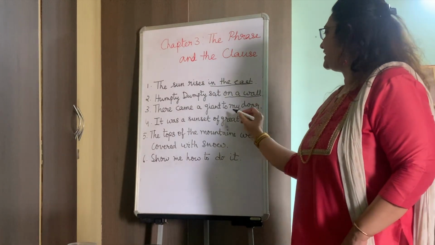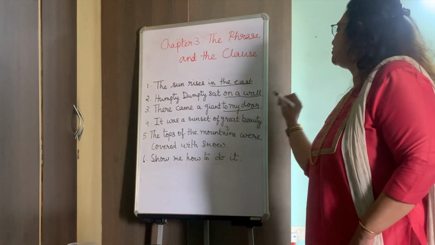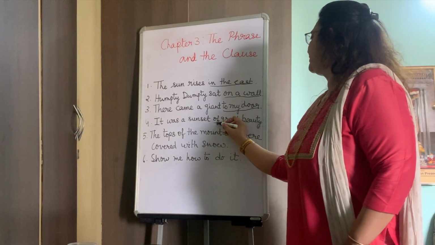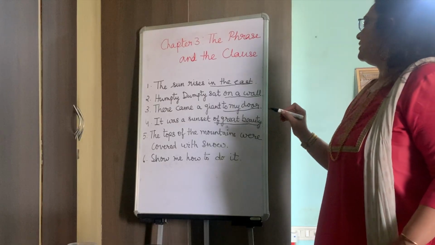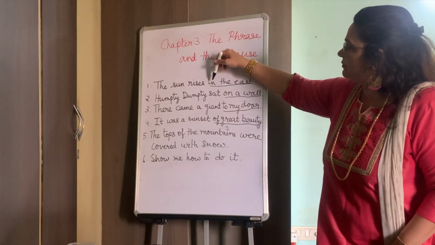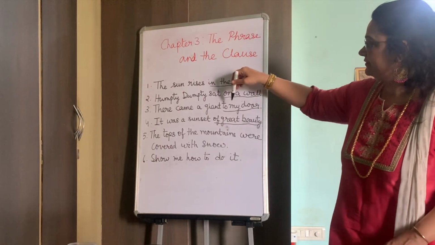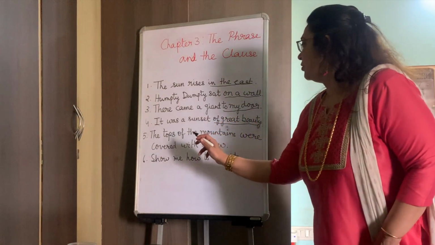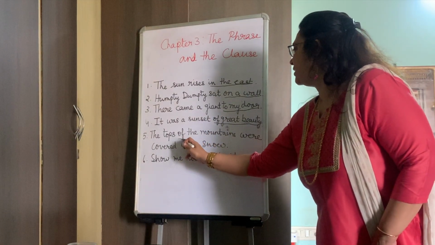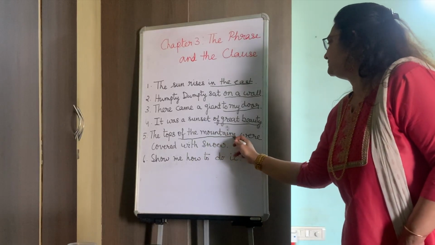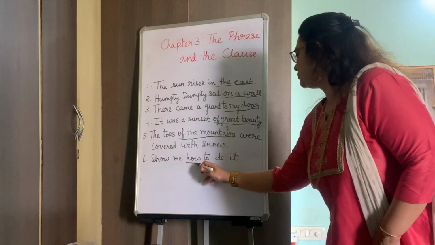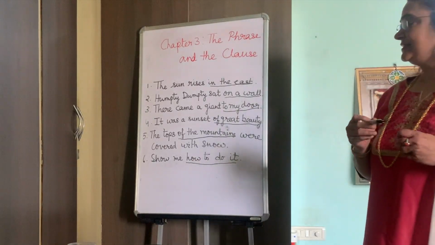There came a giant to my door. Here to my door is the phrase in this sentence. It was a sunset of great beauty. We are seeing the phrase takes from the preposition. See, the tops of the mountain were covered with snow. Of the mountain is the phrase here. Show me how to do it. How to do it is the phrase in this sentence.